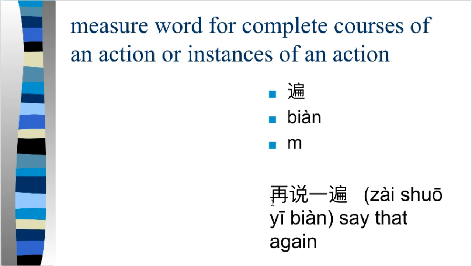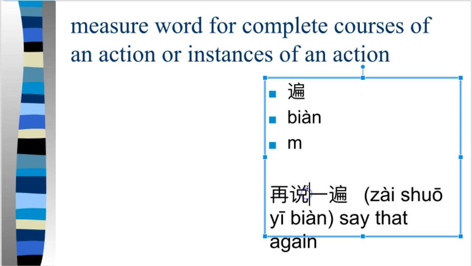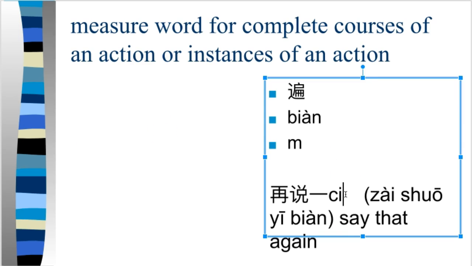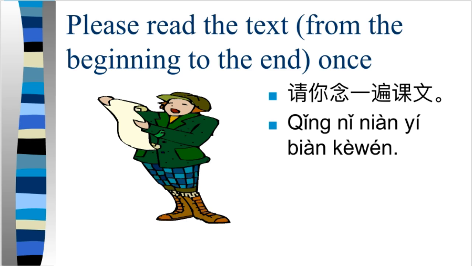再说一遍. Please say that again. Say that one more time. Right? It's a complete course of action. Could I say 再说一次? In fact, I could. So in that case, the two different measure words for actions are interchangeable. So when do I use 次 and when do I use 变? Let's look at another example.